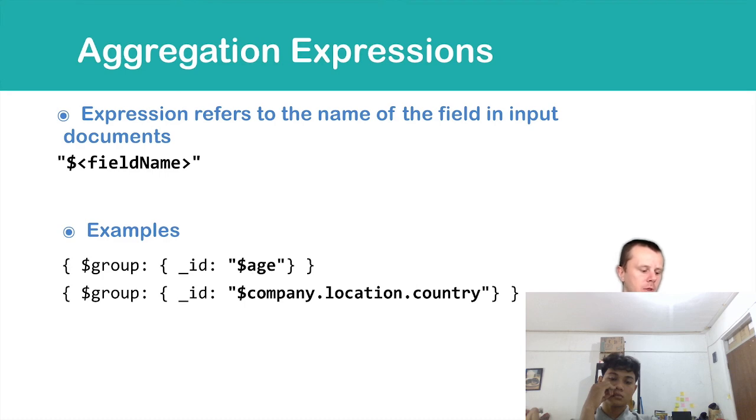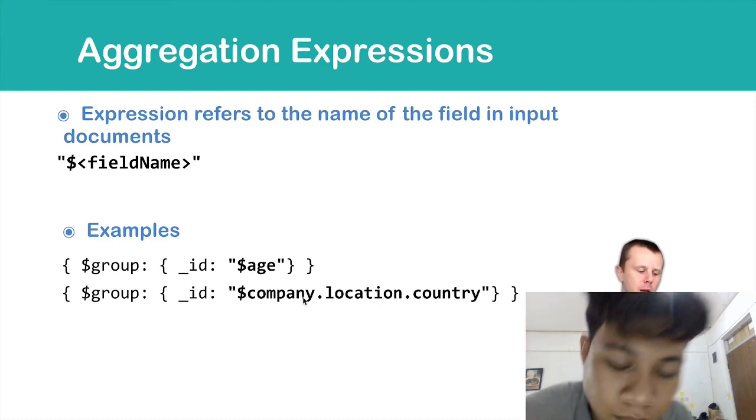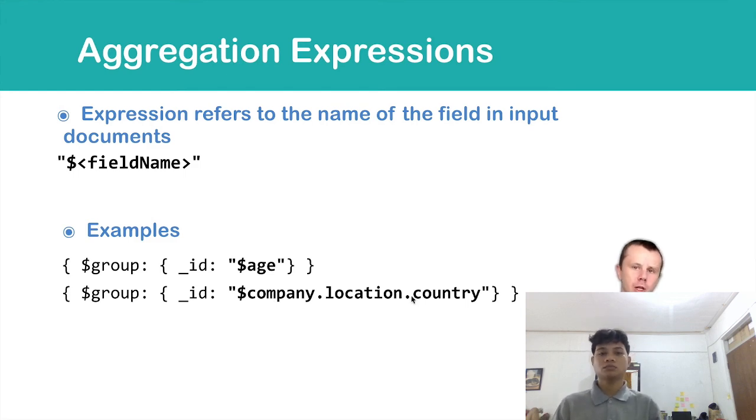Another example: group _id and a value that is also embedded in double quotes, but in this case we use dot notation. It means that we refer to the field name of the nested documents in the input documents. Company.location.country. So company is a first level property, location is a property of the company object, and country is a property of the location object that is a property of the company object.